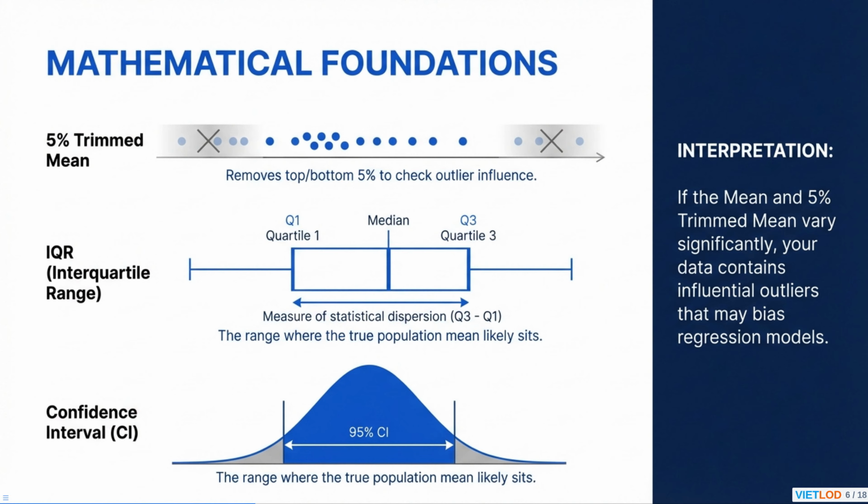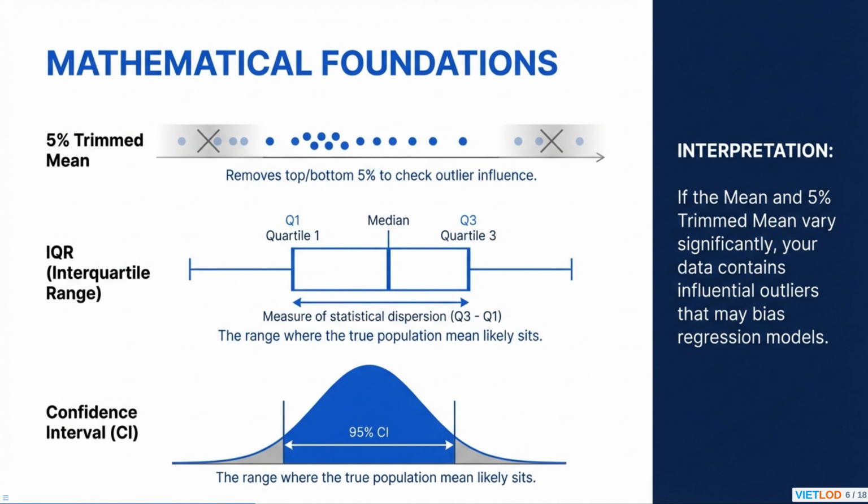To effectively explore our data, it's vital to understand a few foundational statistical measures. First, the 5% trimmed mean is a robust measure of central tendency. It's calculated by removing the top and bottom 5% of observations, then computing the mean of the remaining data. This helps us gauge the influence of extreme values. For example, if your regular mean income is $50,000, but the 5% trimmed mean is $45,000, that significant difference strongly suggests influential outliers are pulling the average up.